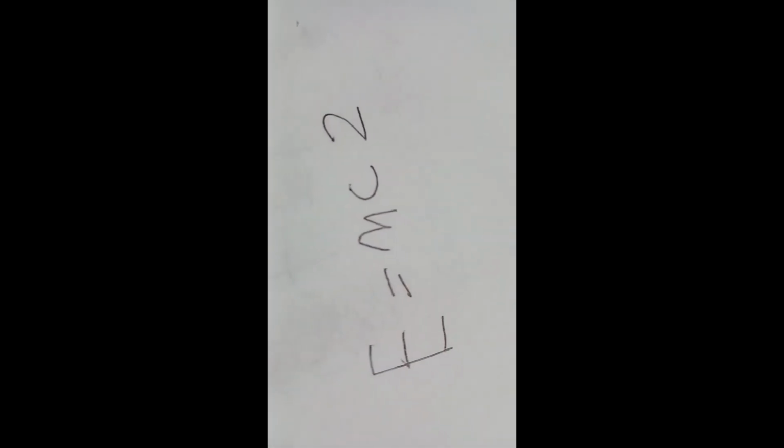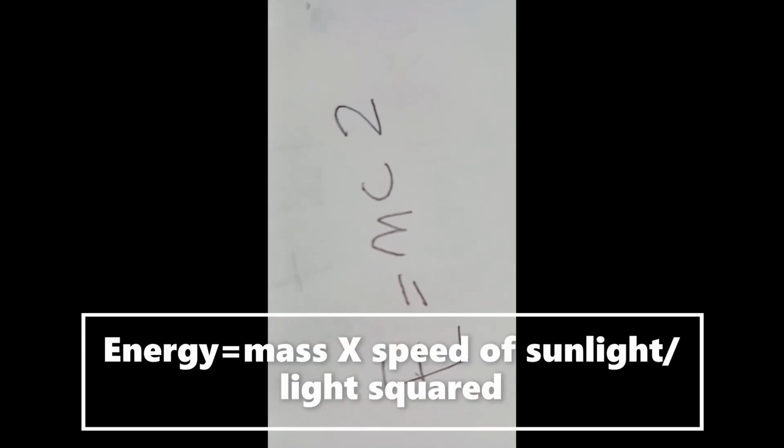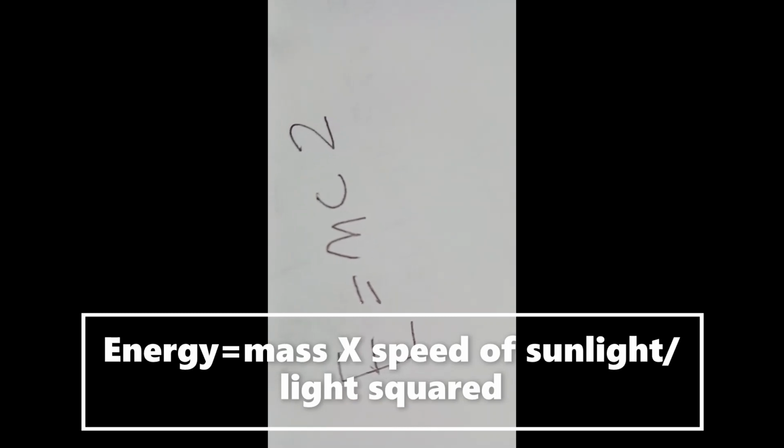E equals MC squared. Like, check this out. Go ahead, tell, what's this? It's E equals MC squared, which stands for energy equals mass times the speed of sound. The speed of light squared, like seriously. Like, who does that? That's Albert Einstein. Well, the inventor of E equals MC squared is Albert Einstein.